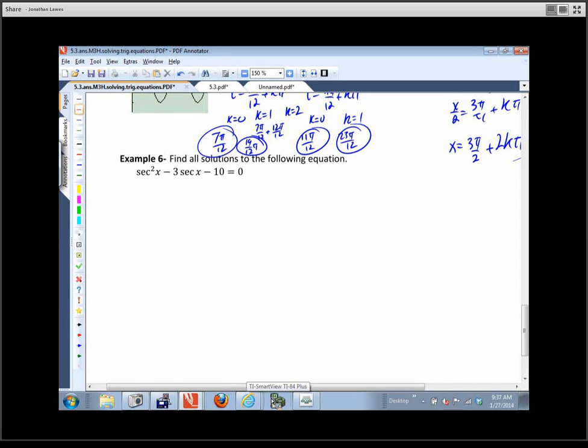It does factor. Okay? So we're looking for, let's see here, I need a secant. Let me change colors here so it looks a little better. Secant of x, secant of x, -5, right? +2. So on this one, what I really want to know is where does the secant equal 5. And on this one, I really want to know, where does the secant equal -2?